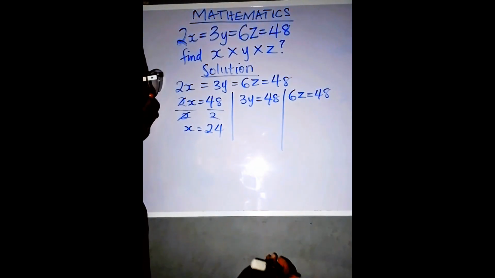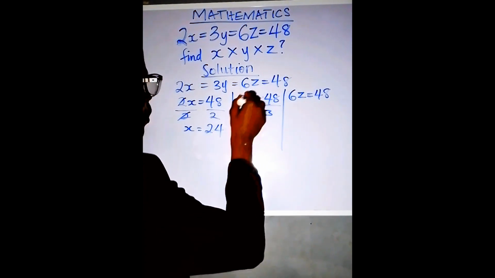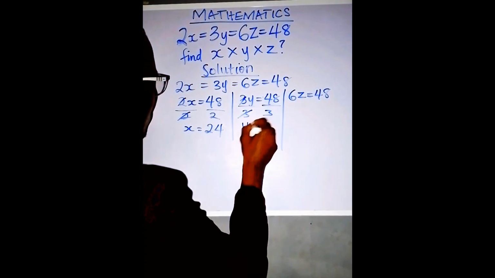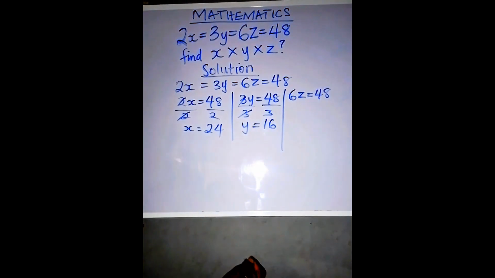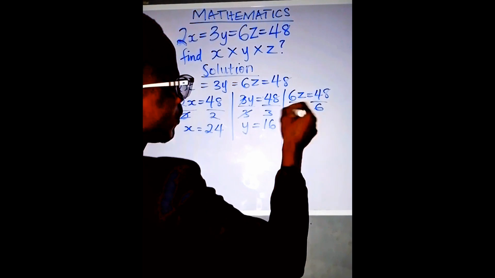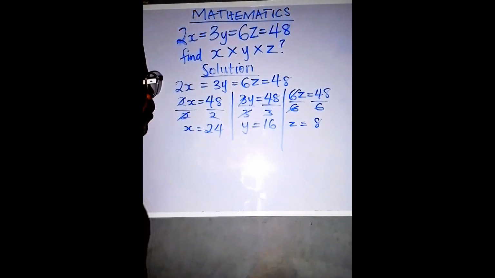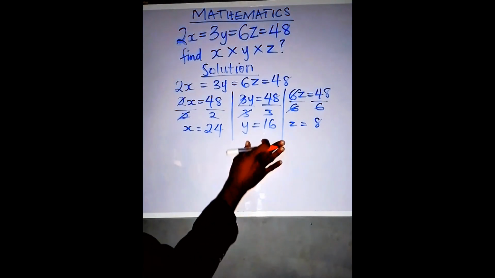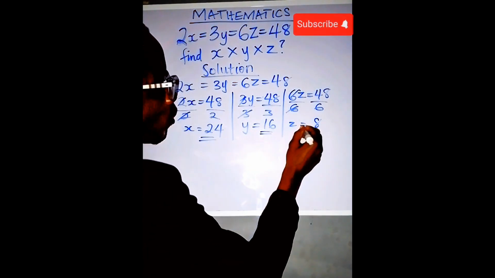Now let's see how to get the value of y. I'm dividing both sides by 3. So 48 divided by 3 is equal to 16. Then I'm dividing this part by 6 and this part by 6. So my z is equal to 8. 48 divided by 6 is 8. So I've gotten the value of x, value of y, and value of z.